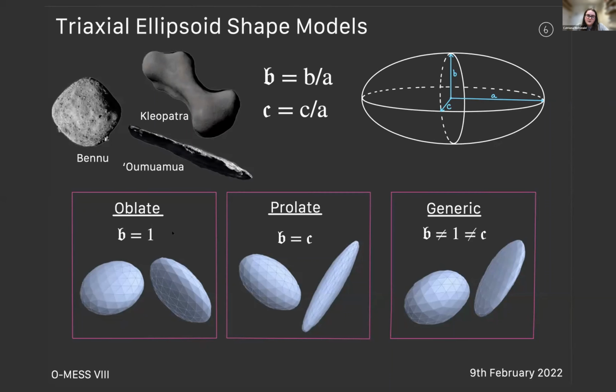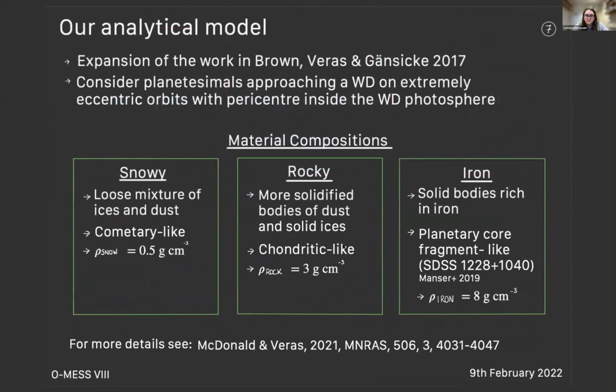So your oblate asteroids are sort of a typical ball that has been squashed downwards. Prolate are ones that have been squashed from the side, and a generic asteroid is any sort of ellipsoid, any sort of combination of these 2 values. But you can also describe some of the more extreme asteroid shapes, like Oumuamua, with prolate asteroids as well. So we want to know, how does this shape affect the process of an asteroid approaching a white dwarf?